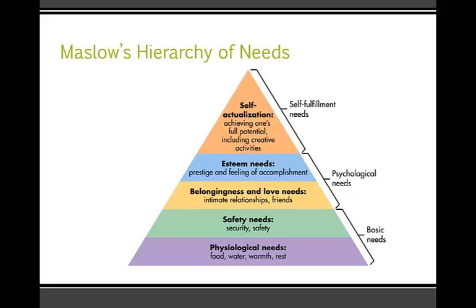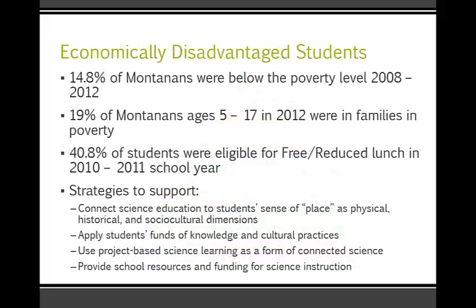Okay, so let's talk about each of the different groups that we need to be aware of. The first group is economically disadvantaged students. Just a couple of facts. 14.8% of Montanans were below the poverty level in the 2008 to 2012 census. In 2012, 19% of Montanans aged 5 to 17 were in a family in poverty. That means 1 in 5 students in our state is coming to school not just eligible for free and reduced lunch, but actually living below the federal poverty level. 1 in 5 students.